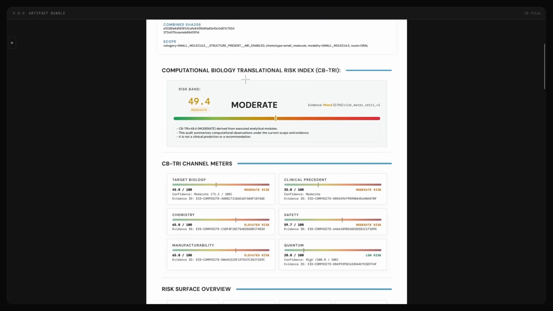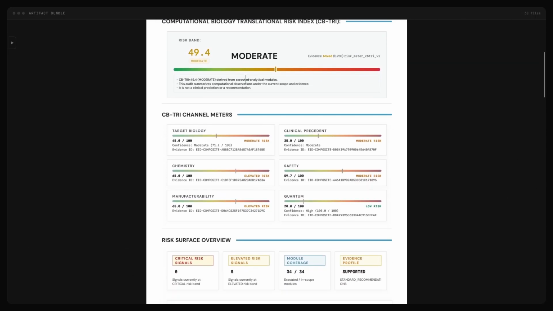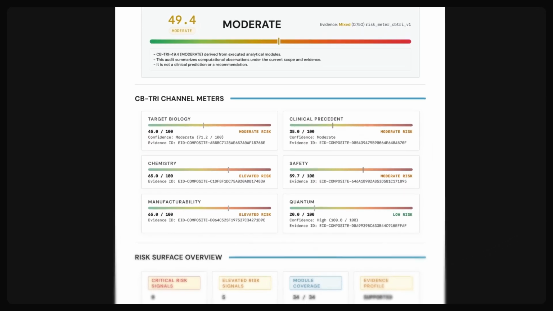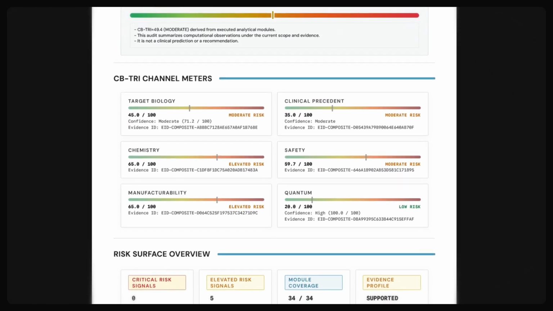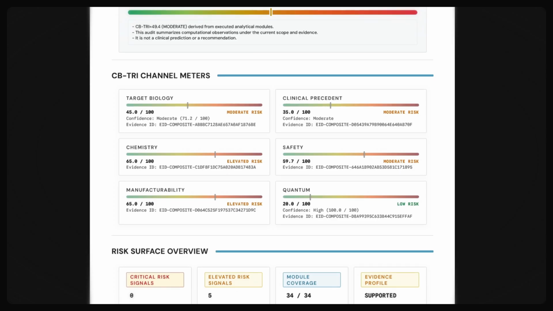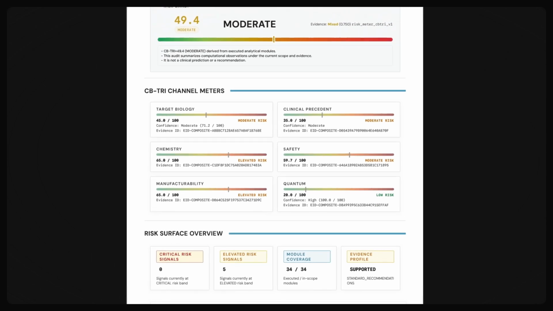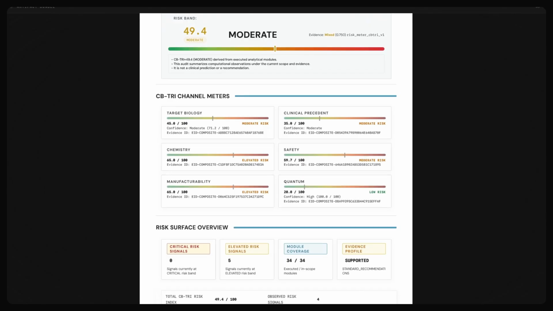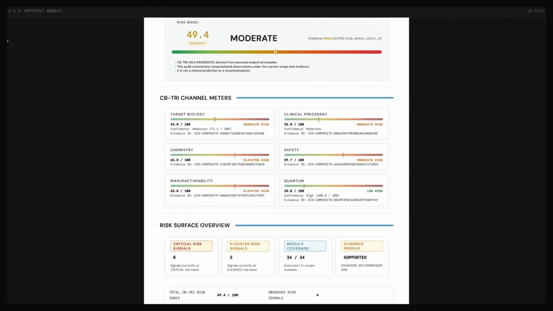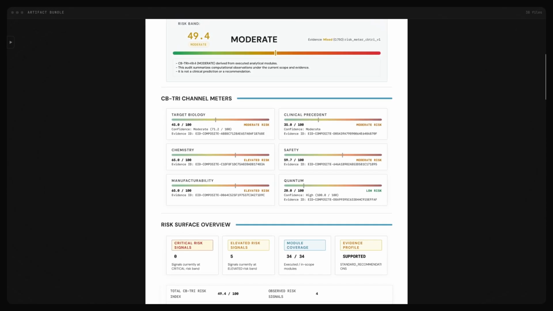The breakdown categories show where translational pressure is concentrated across the program. Each one maps to a core domain: biology, precedent, chemistry, safety, manufacturability, and quantum analysis, so teams can quickly see which parts of the program require the most attention. In practice, these categories help route ownership, focus review, and guide the next highest value actions based on where the strongest risk signals are concentrated.